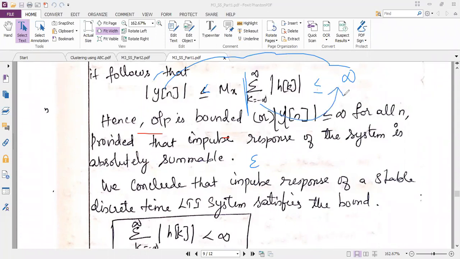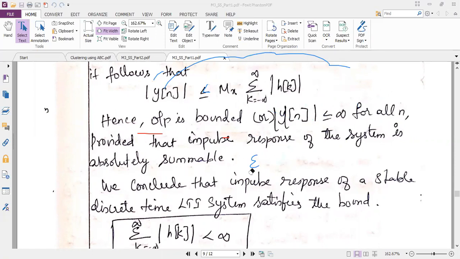When I relate these two, I can say the summation k equal to minus infinity to plus infinity, magnitude of h of k is less than or equal to infinity. If this mx moves towards the right hand side, it will be infinity divided by mx. So infinity by anything is again infinity. So we neglect this mx at the right hand side. I hope you are understanding why mx is not there in the final equation.